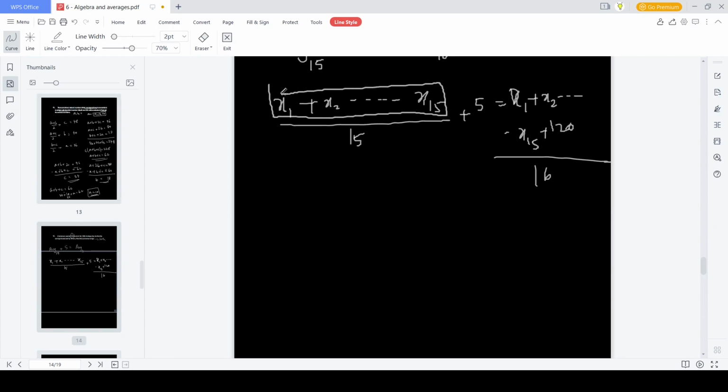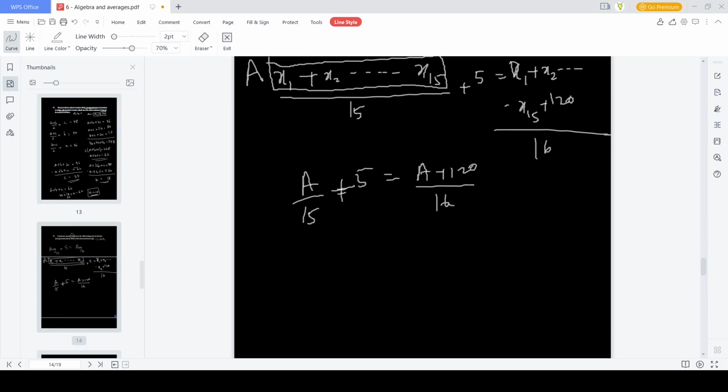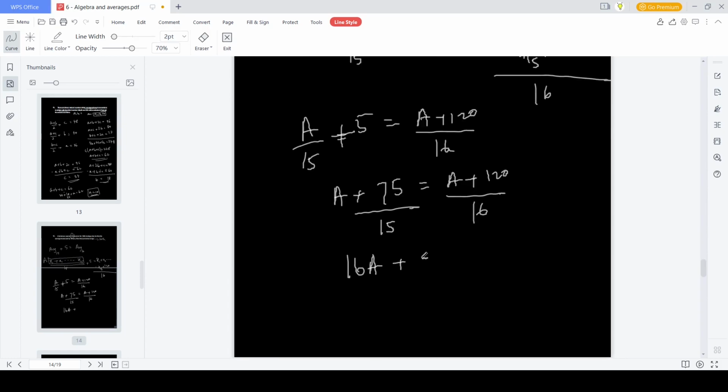we'll call this whole part as A. His sum before this is called A. So A by 15 plus 5 is equal to A plus 120 by 16. Now we simply take the common denominator, we get A plus 75 is equal to A plus 120 by 16 by 15. Okay, cross multiply, you get 16A plus 16 into 75 is equal to 15A plus 120 times 15.